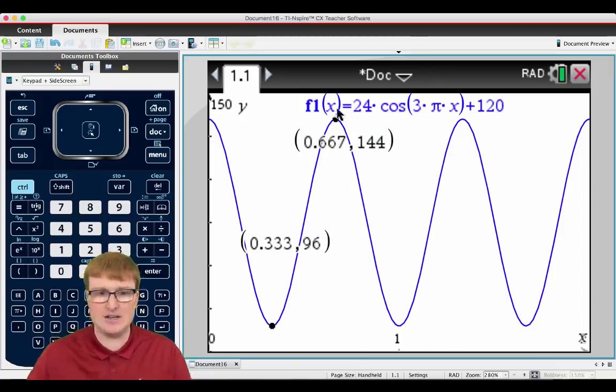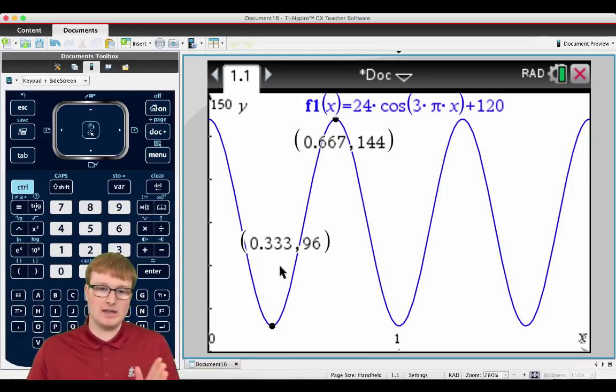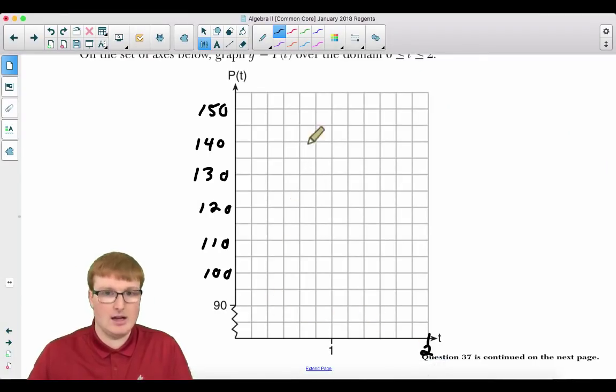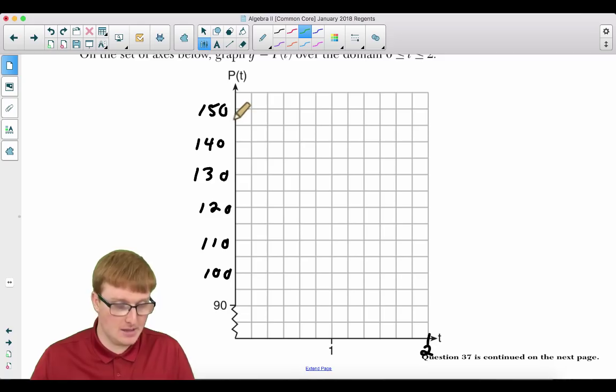It's going to be 96 down here and 144 all the way up here. You just got to get your X values. But it looks like it's going by a third each time. You're adding by a third. So that's fine. I'm going to go ahead and graph this to the best of my ability.